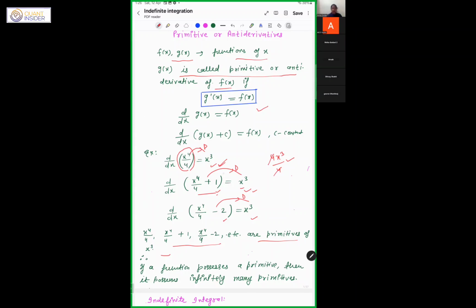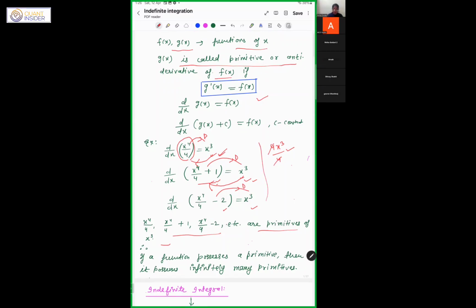This means that when you integrate x cube, you will get these functions. So antiderivative or primitive means the function whose differentiation is giving that function, x cube in this example. The differentiation of g(x) is f(x), so integration of f(x) will be this g(x).